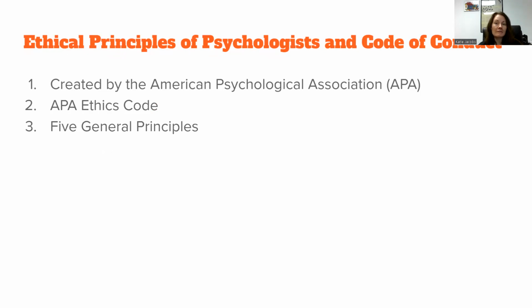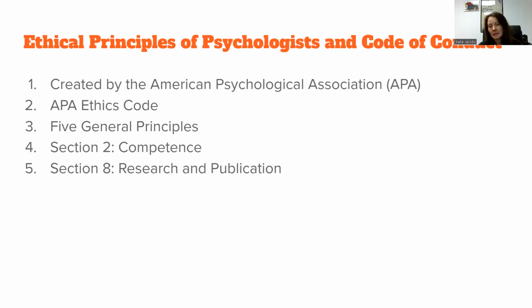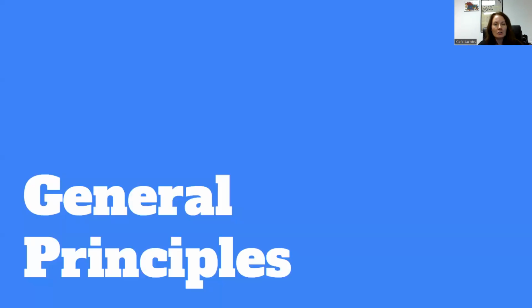Within this document, there are 5 general principles that you learn about. There's also Section 2 competence, Section 8 research and publication. There's also Section 4 that we'll talk about a little bit. And these are areas that really are important as we think about conducting ethical research. There are other areas that apply to practice and things like that as well, but in this class, we're primarily interested in learning about the ethical codes.